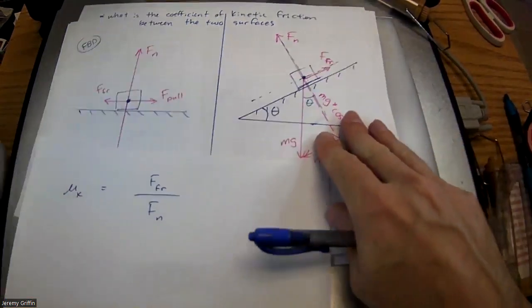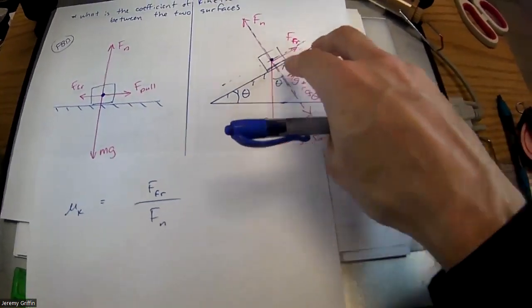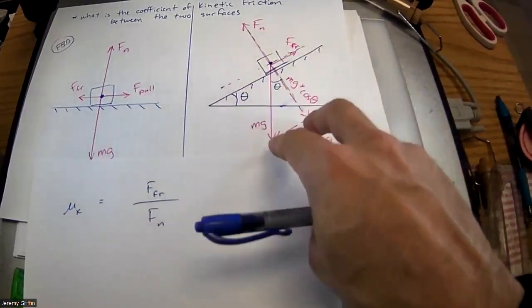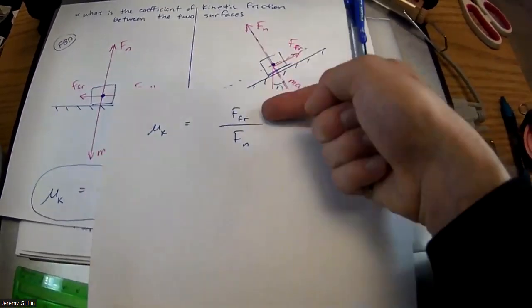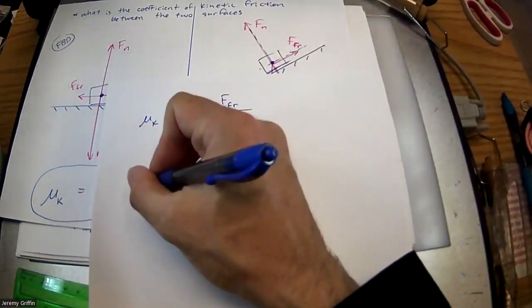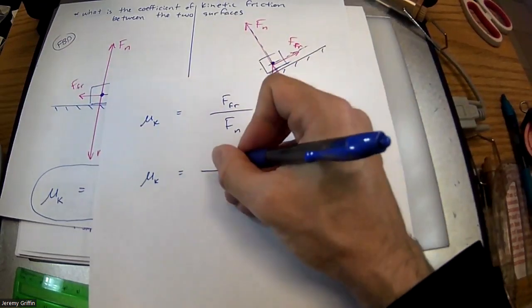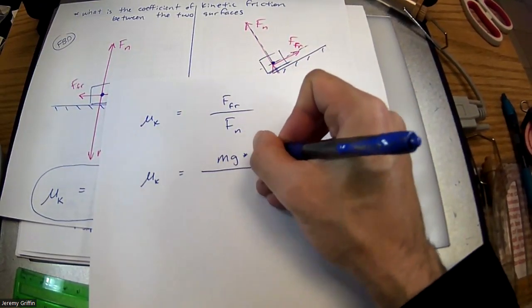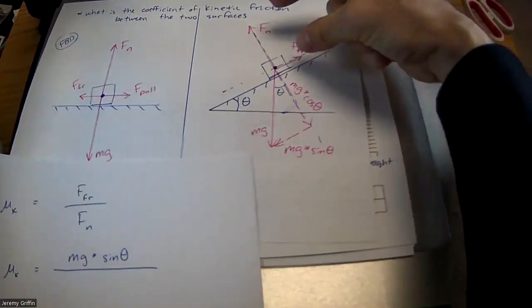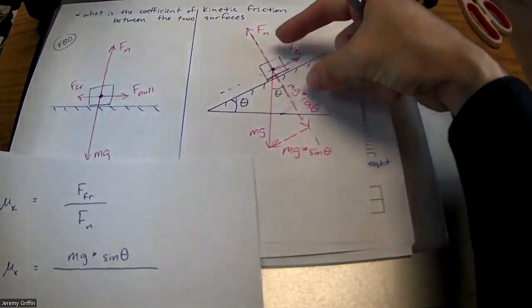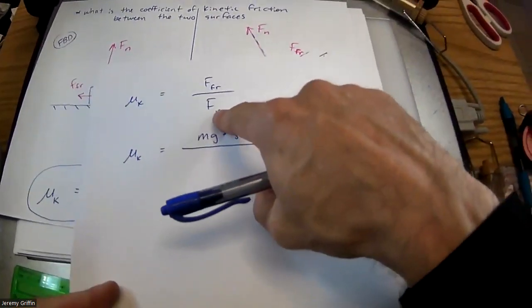Now, how does that pair up with this free body diagram? Well, I see the friction force is the sine component of the weight. You see that? This guy and this guy, same magnitude. So I'm going to substitute that right here. The coefficient of kinetic friction is, instead of friction force, mg times sine of the angle. And how about the normal force? Isn't that also equivalent to something? It's equal to mg cosine theta. So that's going to go right there.